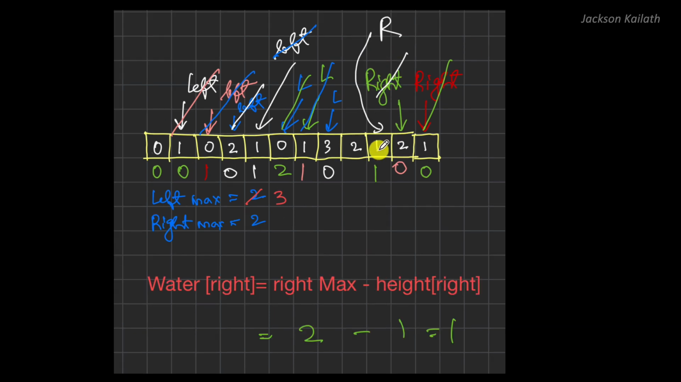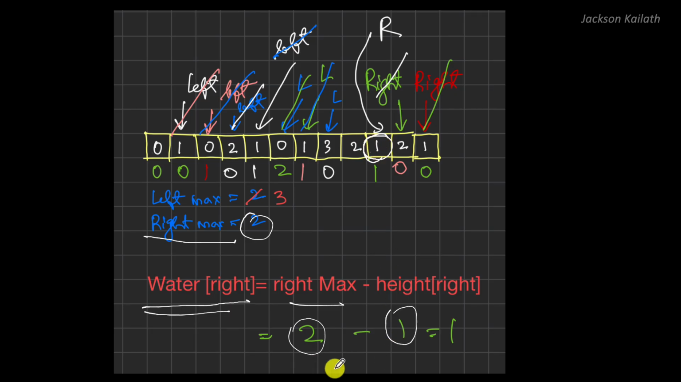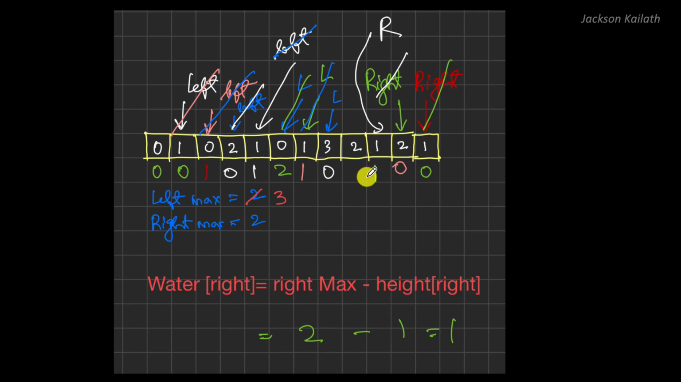Okay, so I move the right pointer, it's pointing to this position, and I see whether I need to update the right max. Right max was 2, the new value is 1, so I don't need to update right max, and I compute water at right is equal to right max, which is 2, minus height at right, which is 1, this 1 over here. 2 minus 1 gives me 1, and that's how I get that I can store 1 unit of water in this position. Okay, again I compare left max and right max.